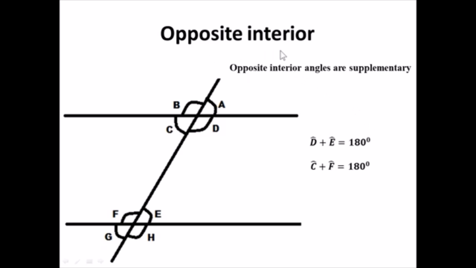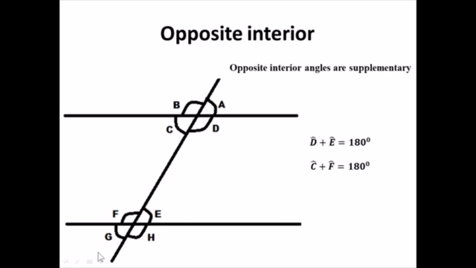So we are talking about three theorems now, three theorems in parallel lines. The first one is alternate angles. That is, angle C is alternate to angle E, and angle D is also alternate to angle F. Also, we talked about corresponding angles, where angle B is corresponding to angle F, and angle A is corresponding to angle E.